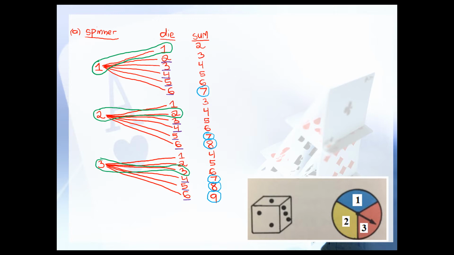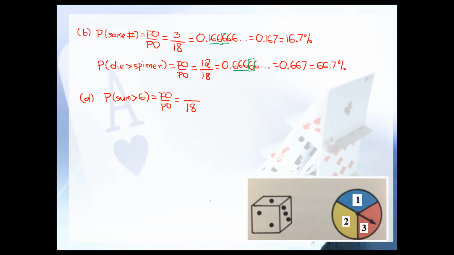So how many total sums are greater than 6? 1, 2, 3, 4, 5, and 6 of them. Okay, so it's going to be 6 out of 18 is going to be my fraction. There's 6 favorable outcomes here. Okay, that is also going to be a repeating decimal number. So this will give me 0 decimal 3, 3, 3, 3, 3, dot dot dot.